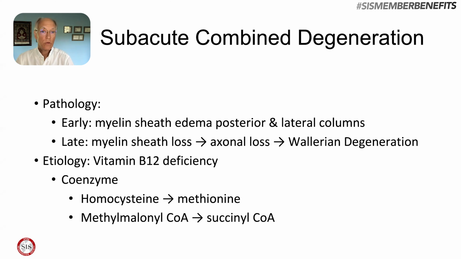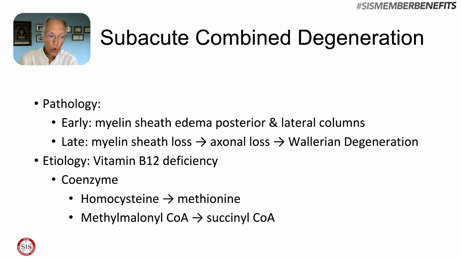So what is subacute combined degeneration? Let's talk about that for a few minutes. The pathology here is early on, there's myelin sheath edema in the posterior, primarily, and sometimes the lateral columns of the cord. And late, there's myelin sheath loss, leading to axonal loss and Wallerian degeneration in the cord. And the etiology here is vitamin B12 deficiency.